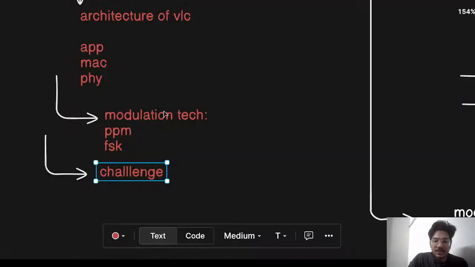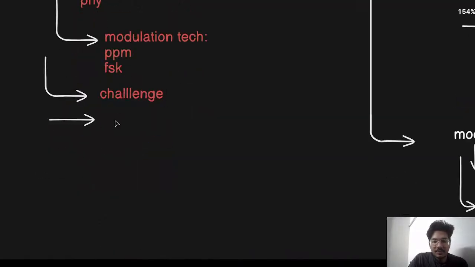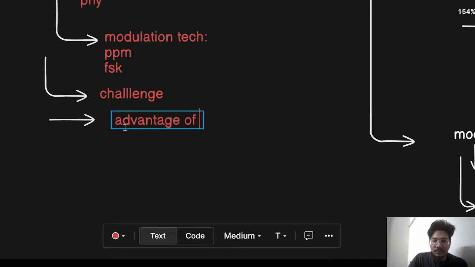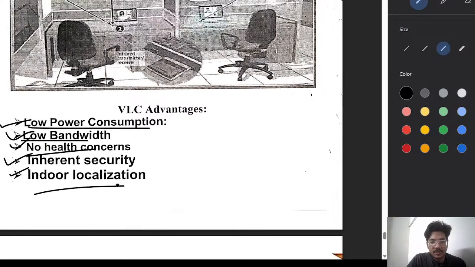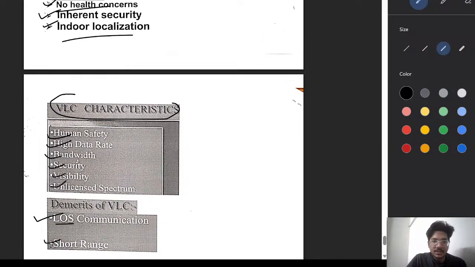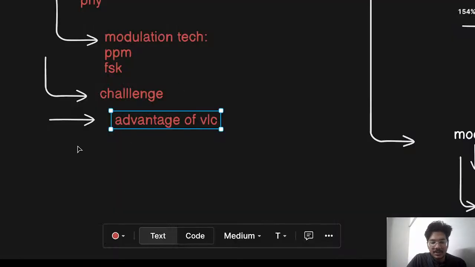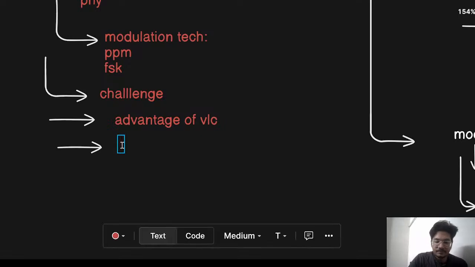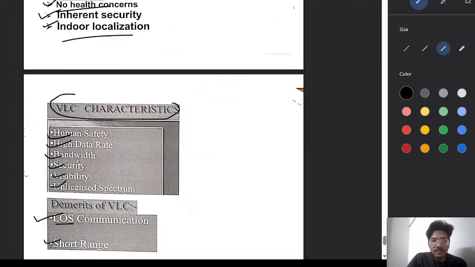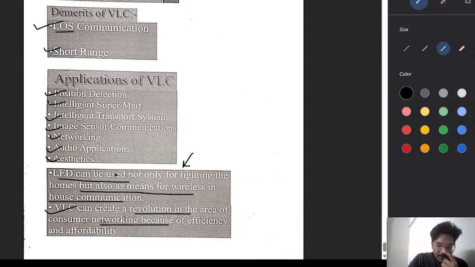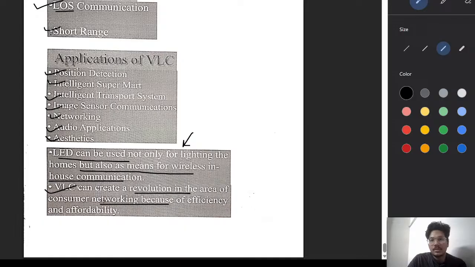After that, what are the advantages of VLC? Low power consumption, low bandwidth, no health concern, indoor localization. Then after understanding these, we see the characteristics of VLC, the demerits and applications, and finally we cover this.